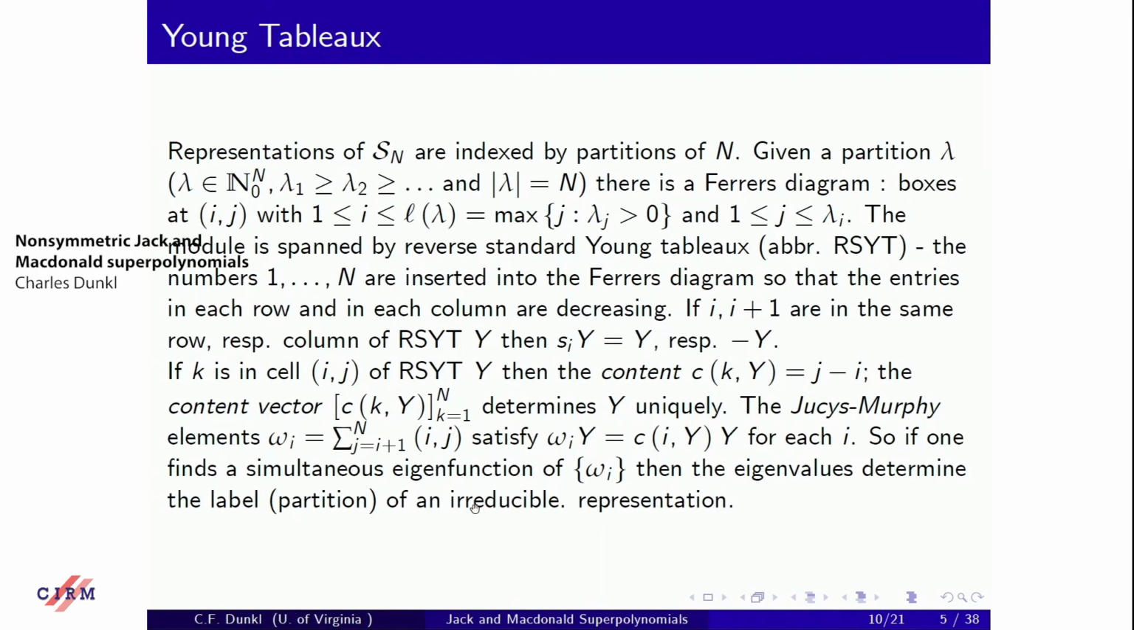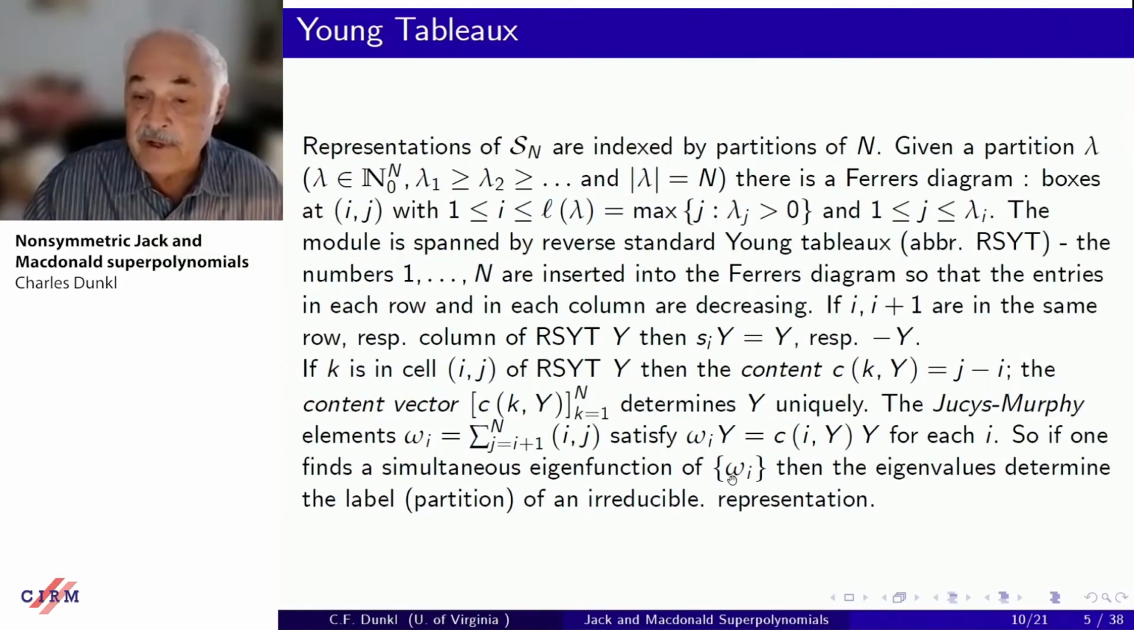And the whole thing is set up so that the tableaux are eigenfunctions for the Jucys-Murphy elements. And the eigenvalues are the contents. If you ever find an eigenvector of the omega_i's, you look at the eigenvalues. The eigenvalues give you a content vector, which determines the shape of the partition. And so that will already take care of that.